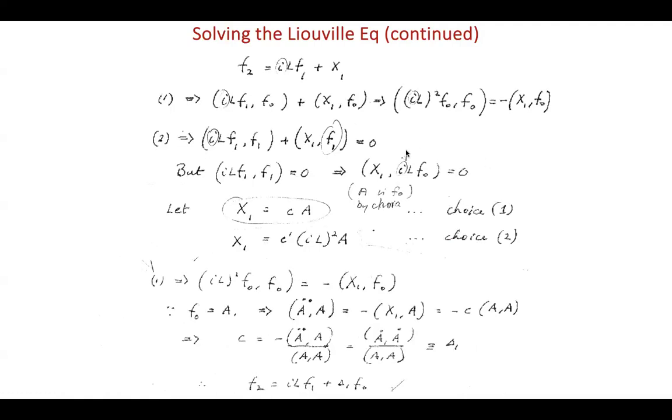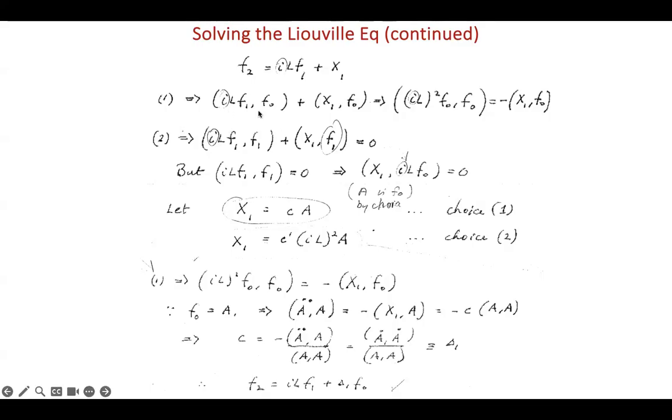So what to do? Well, what we do is we now introduce some unknown here. So we say F2 is IL F1 plus some X1, whatever the X1is. And we'll try to see if we can actually argue out what this X1 must be.